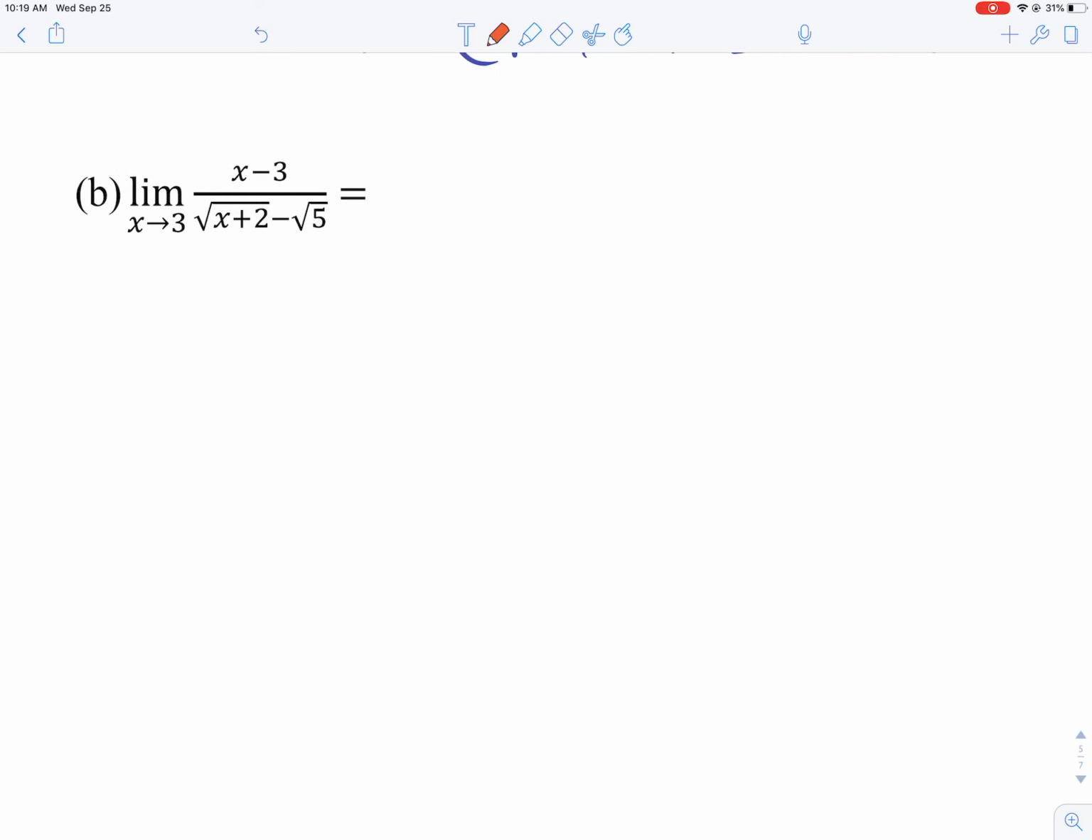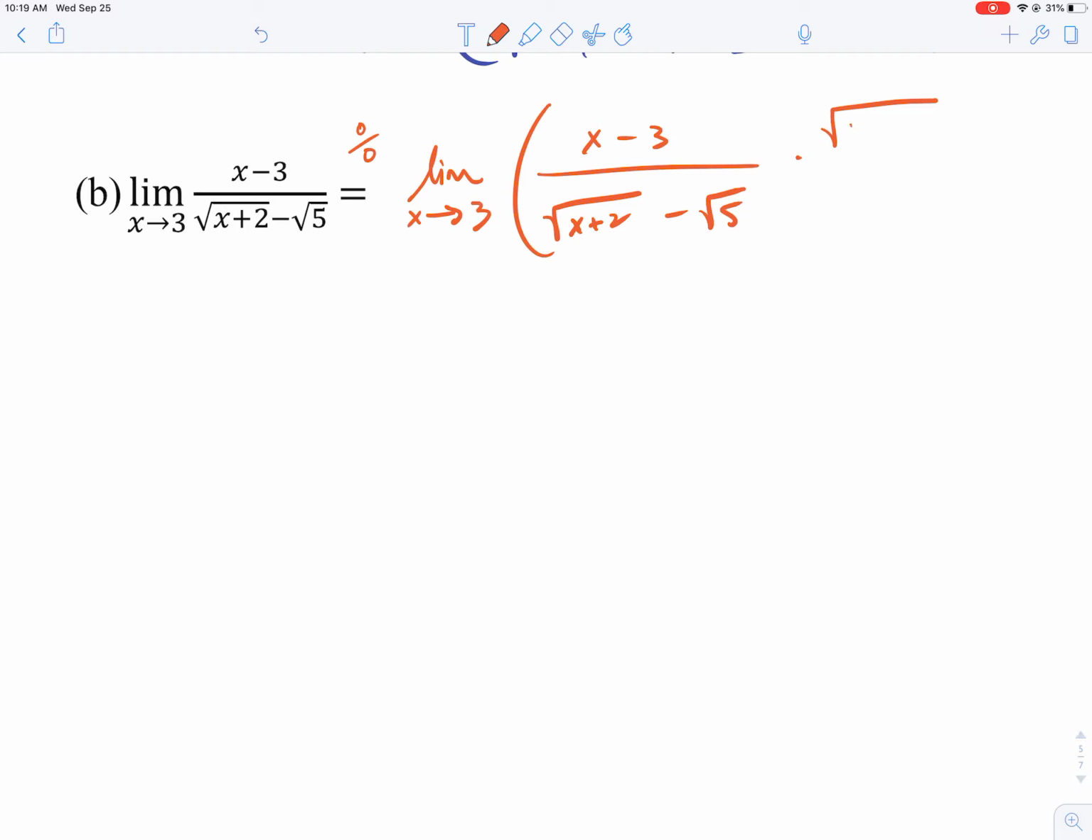Okay, next example, if we try direct substitution, we'll get 0 over 0. You can either write out the direct substitution or you can do it in your head. So, because I see those radicals, I'm going to try rationalizing. I'm going to rationalize, in this case, the denominator, by multiplying by its conjugate, which will be root x plus 2 plus root 5 over itself.